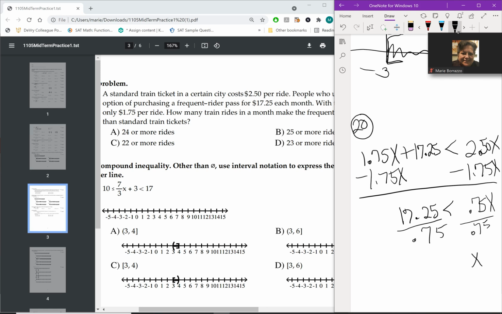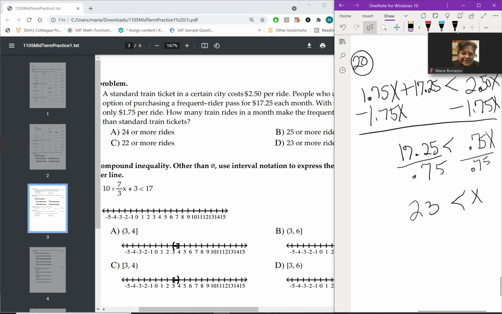notice this is going to give me x is greater than, and yes, it's reversed, so make sure you always read from the variable out. So 17.25 divided by 0.75 should give you 23. So I'm looking at this answer, and I want you to stop and think about this. x has to be greater than 23. 23 is not included. That's not one of the answers. So the only reasonable answer that you have here, I think, is answer choice A.